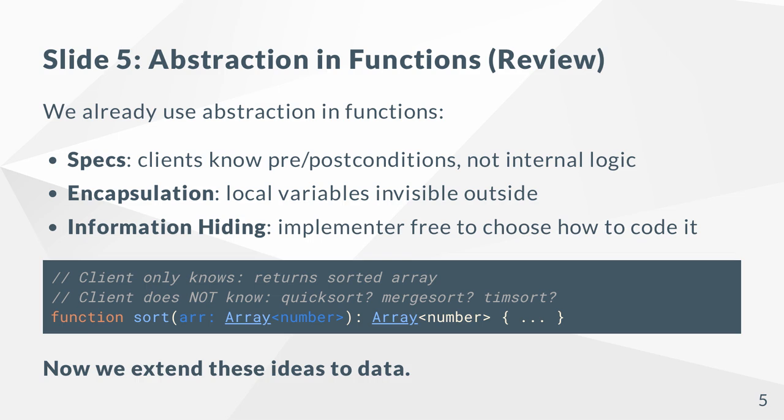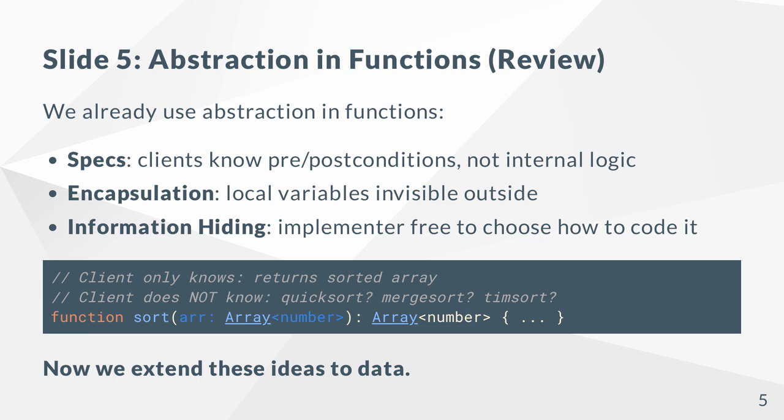You have actually been using abstraction already, just applied to functions rather than data. When we write a function specification, the client only needs to know the preconditions and postconditions. They do not need to know how the function works internally. Local variables inside a function are encapsulated. They are invisible to the outside world. And because of information hiding, the implementer is free to choose any algorithm they like as long as the spec is satisfied.